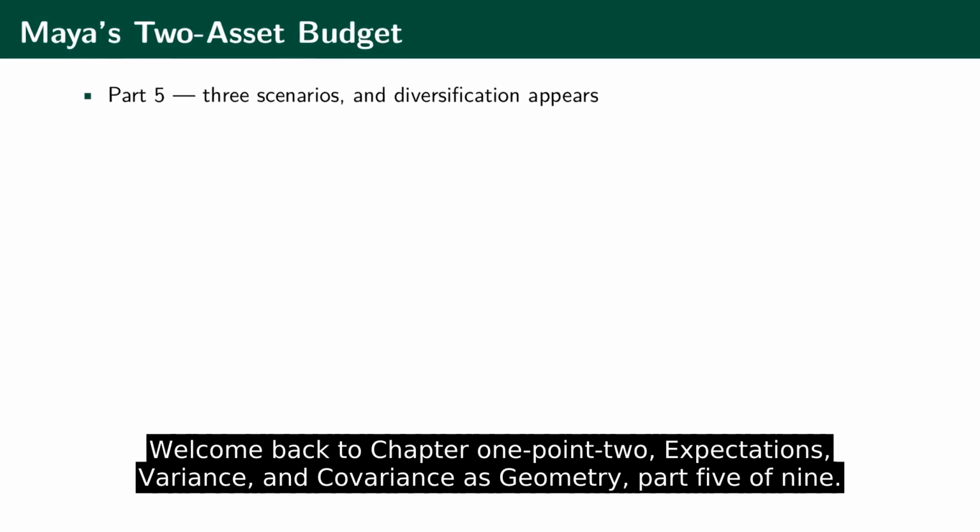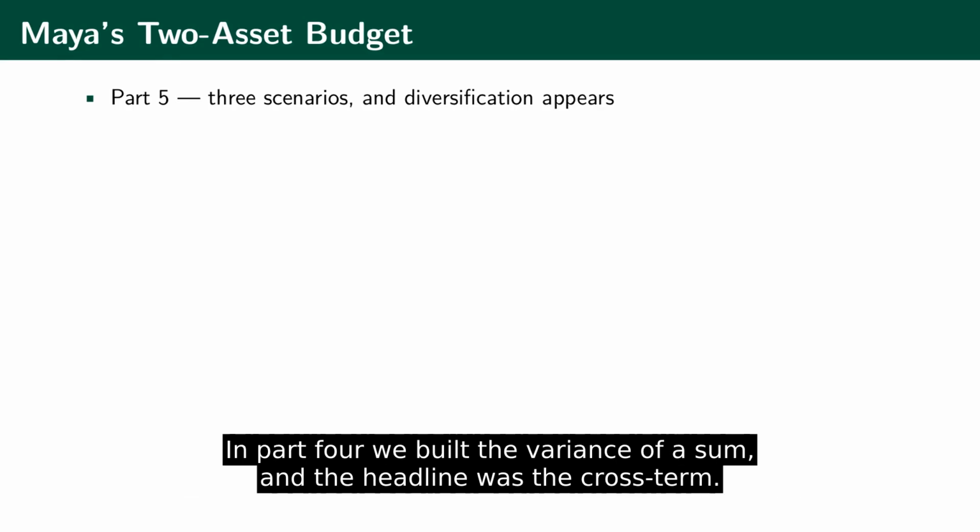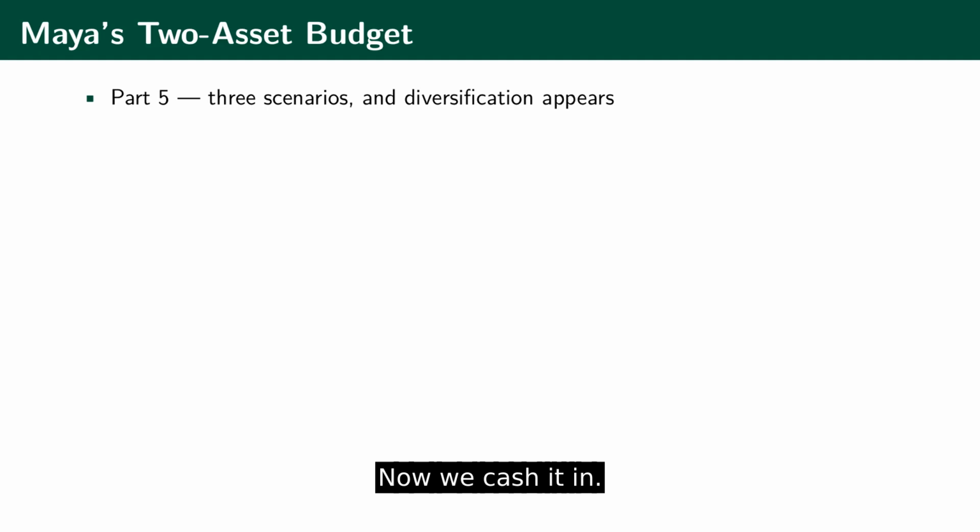Welcome back to Chapter 1.2, Expectations, Variance, and Covariance as Geometry, Part 5 of 9. In Part 4, we built the variance of a sum, and the headline was the cross term. Now we cash it in.